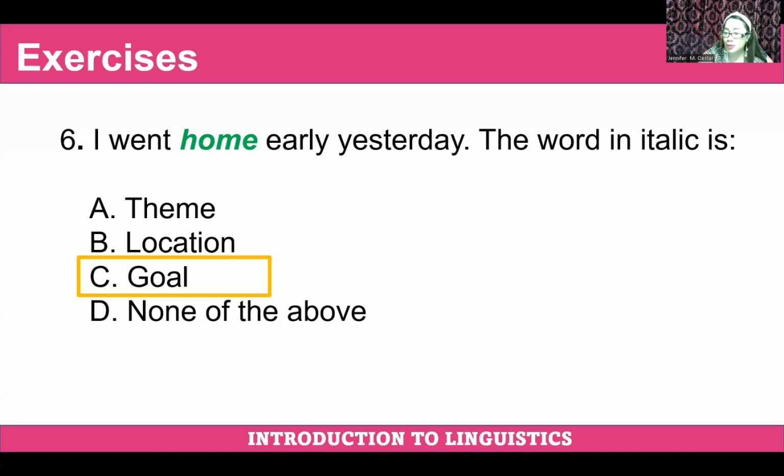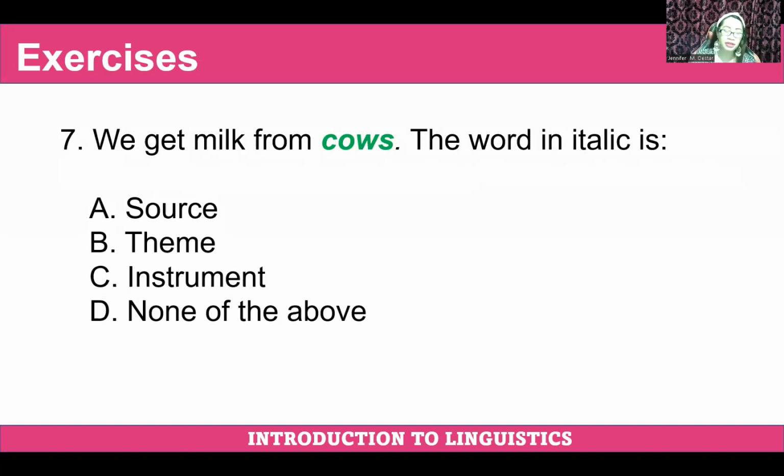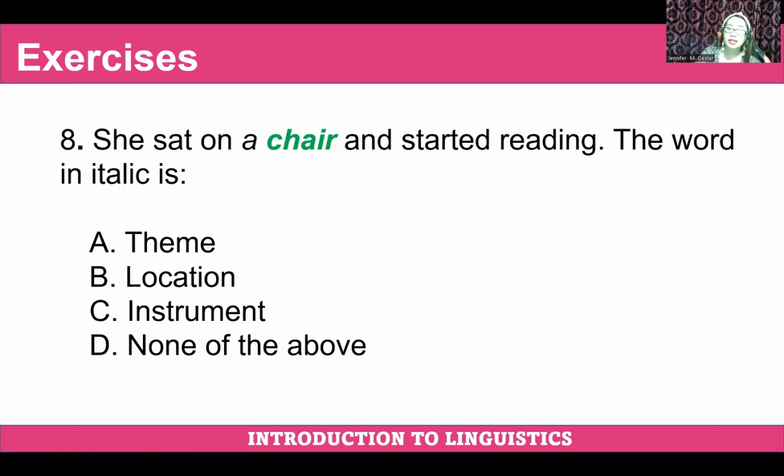And you can double check later if your answers are all correct. Let's have number 7. We get milk from cows. The word in italic is A, source, B, theme, C, instrument, D, none of the above. Can you guess the correct one? Write on our chat box. The answer is source.